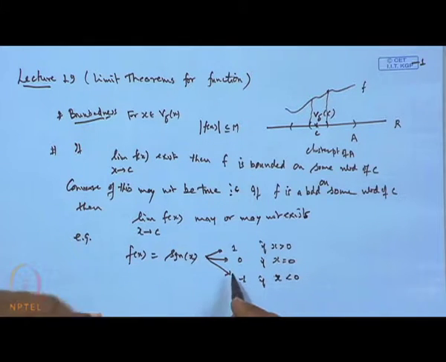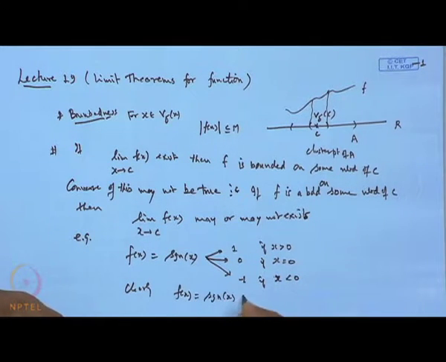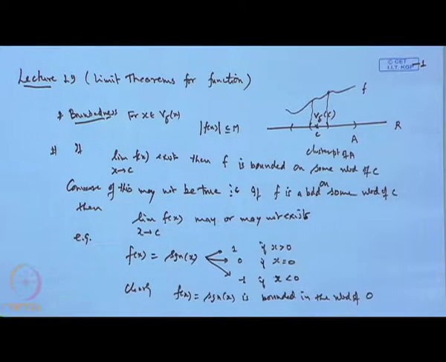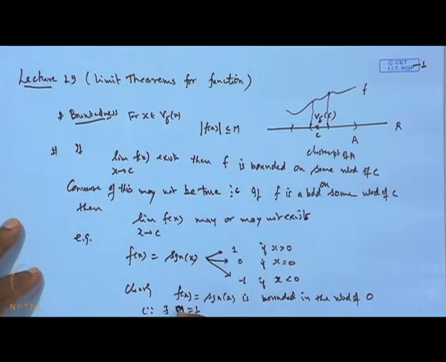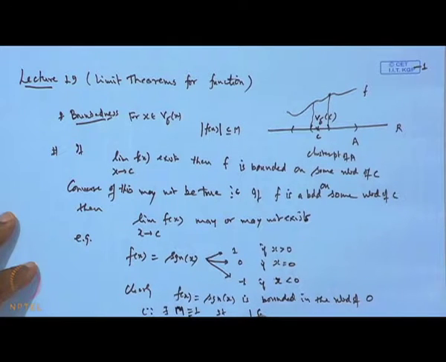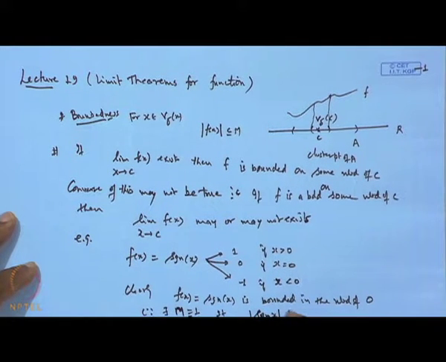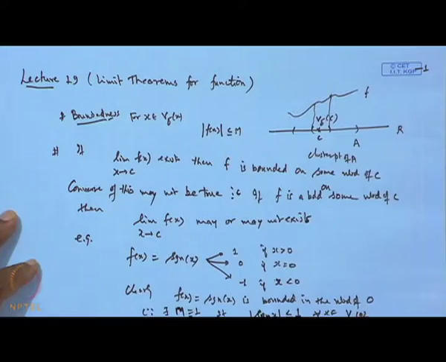So, in the neighborhood of 0, it is basically a bounded set, because we can find a constant m, say 1, where all the values of the function are bounded. Clearly f(x), which is signum of x, is bounded in the neighborhood of 0, because there exists an m equal to 1 such that the value of signum x will always remain less than or equal to 1 for all x belonging to the delta neighborhood of 0. Okay.